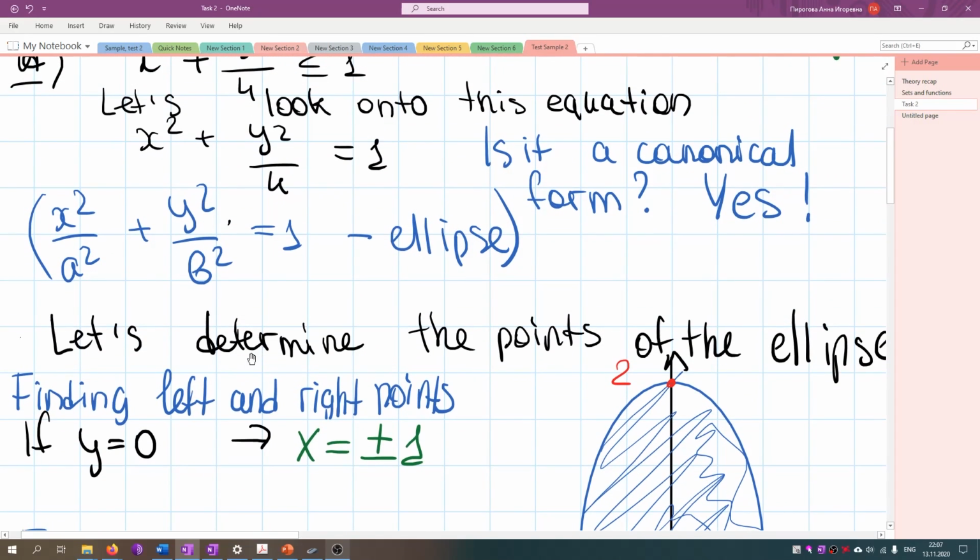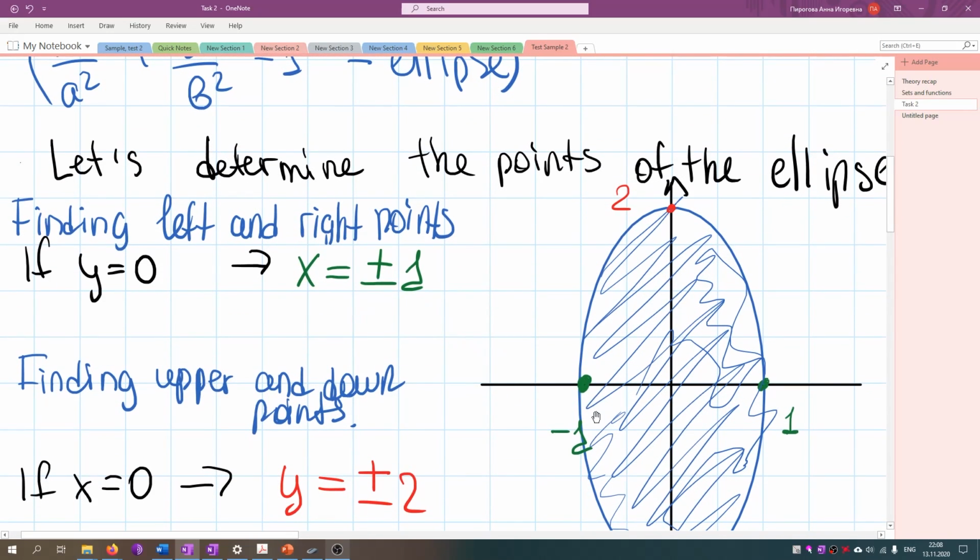What we need to do is to take y as 0 and look at what values will be assigned to x. So if this part is 0, we have the equation x squared is equal to 1. In this case, x squared should be 1 and x is plus or minus 1. And it is the left and right point.